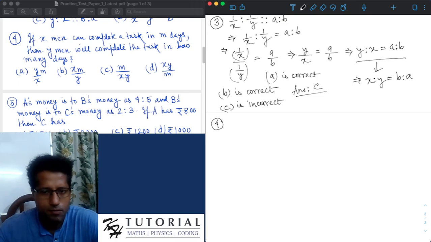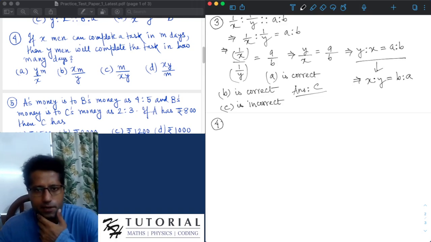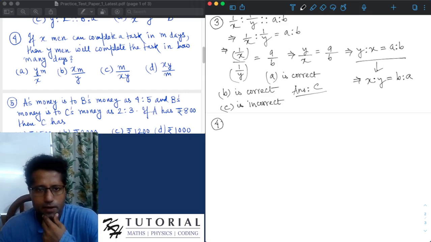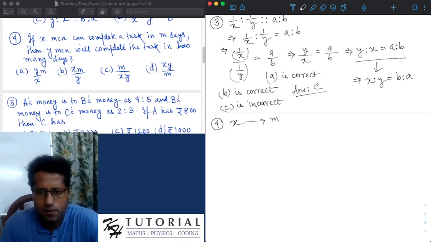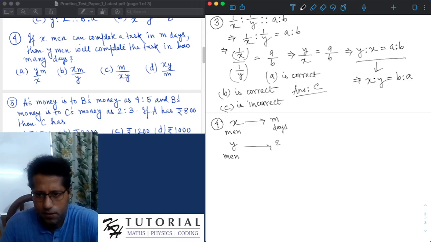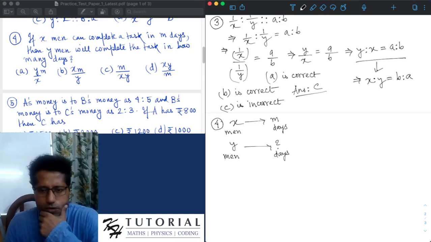Okay, so let's do question number 4. It says that if X men can complete a task in m days, then Y men will complete the task in how many days? Okay, so it's a problem on time and work. So X men does the work. It is given that X men does the work in m days. And it is asking in how many days Y men will complete the task.